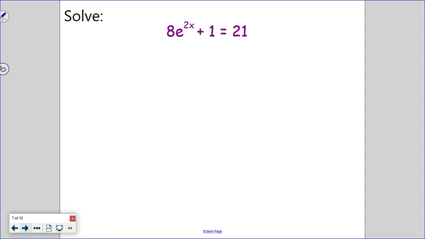8 e to the 2x plus 1 equals 21. Okay, so I need to solve this for my exponential term, which would just be the e to the 2x. What do I need to get rid of first? The 1. Remember how we solve an equation, right? How do I get rid of that 8? Divide.